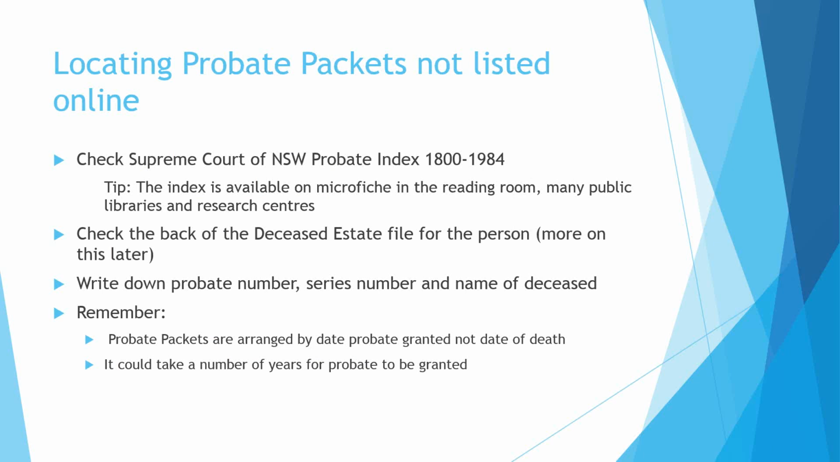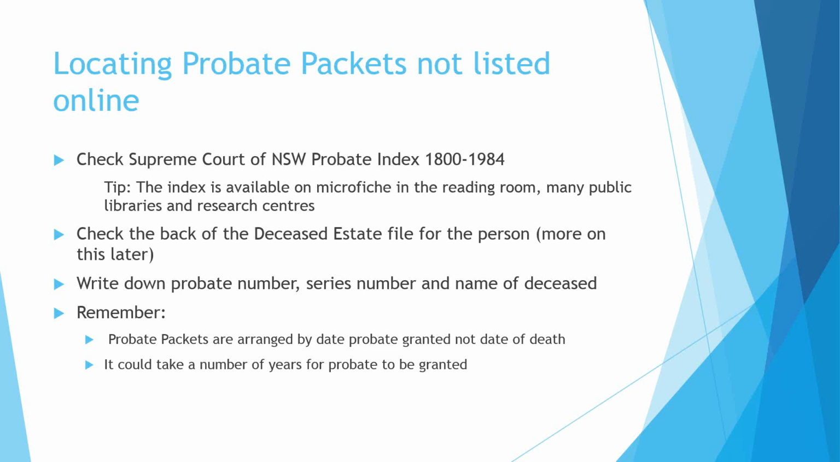There's also, as I was saying before, a lot of probate packets which are not listed online. Now, there's a few different ways that you can find the probate numbers for these packets. The first way that we would suggest is by looking at the Supreme Court's Probate Index, covering 1800 to 1984. This is available on microfiche in the reading rooms, and a lot of public libraries and research centres across New South Wales particularly have copies of the Probate Index.